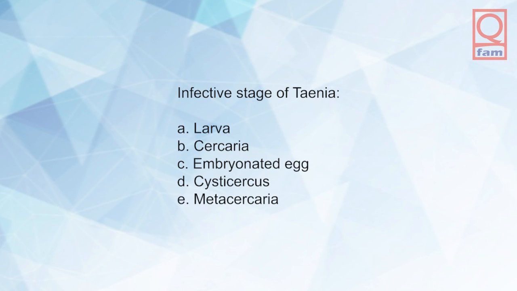Infective stage of Taenia. A. Larva. B. Cercaria. C. Embryonated egg. D. Cysticercus. E. Metacercaria. The answer is D. Cysticercus.